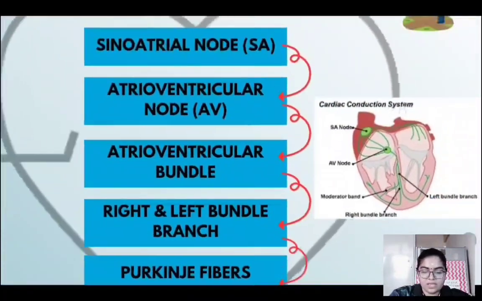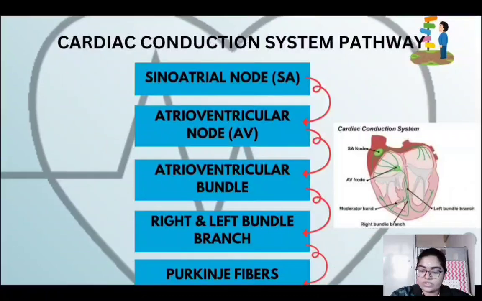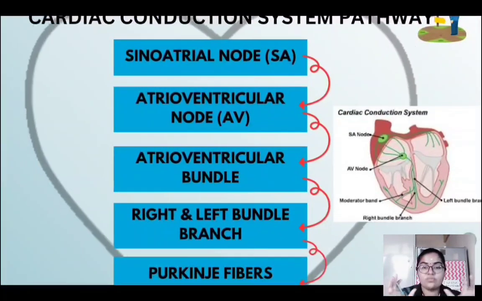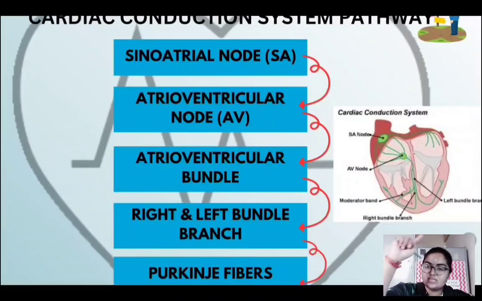branch. Then, as we can see here, the subendocardial plexus, also known as Purkinje fibers, which is located in the wall of the ventricles, will spread the impulse throughout the ventricles over here to make sure both ventricles contract and blood can be supplied to the lungs and the body cells.